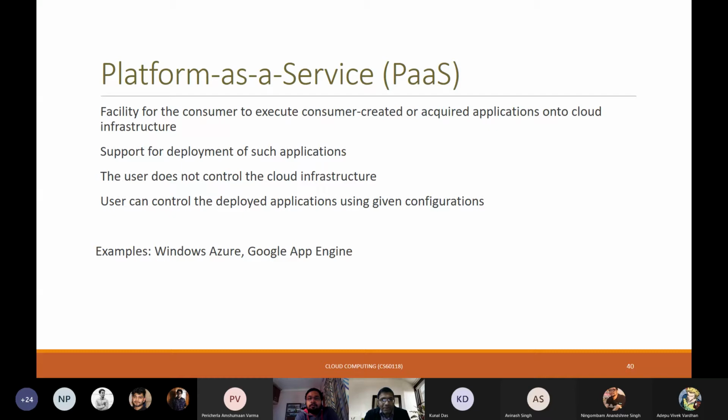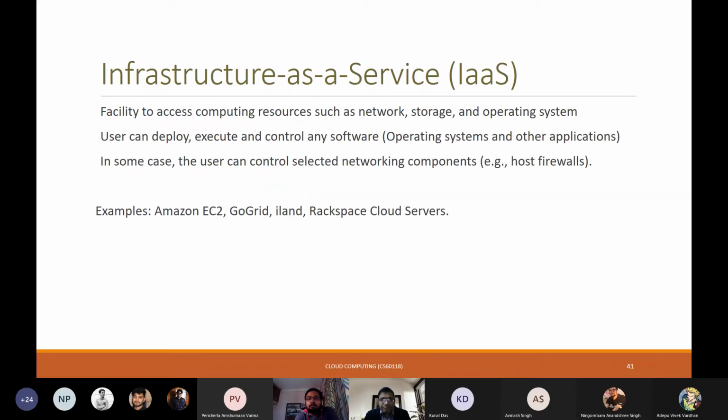So many of you have heard about the Google App Engine, right? There is also Microsoft Azure, Windows Azure, right? Many of you must have heard about Azure. So Microsoft Azure and Google App Engine, these are actually examples of platform as a service.